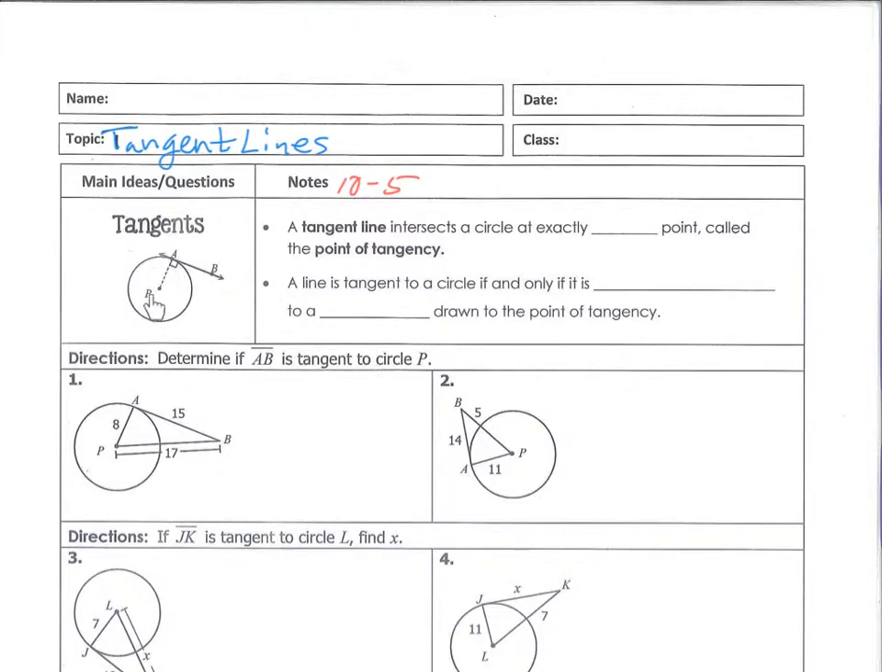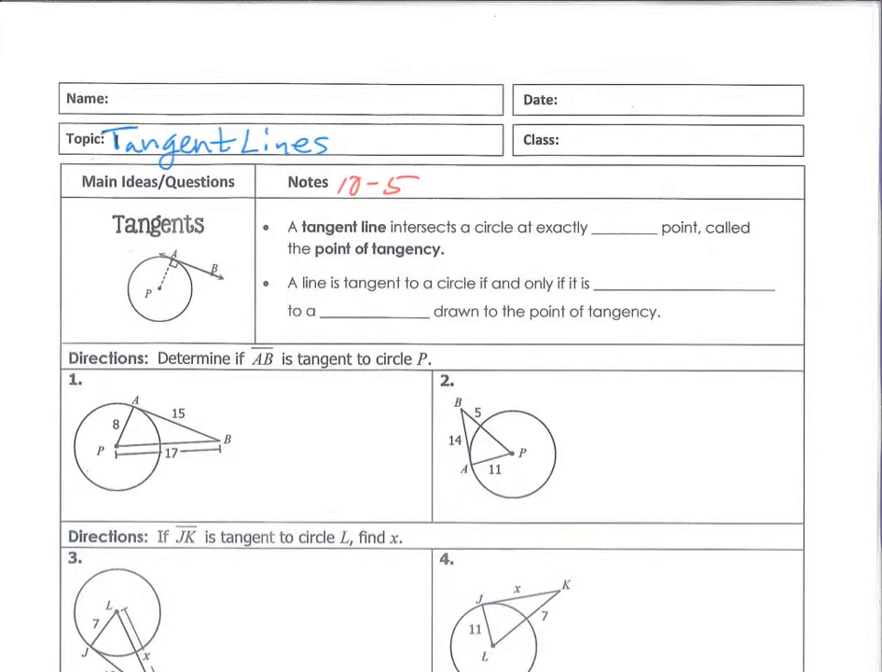And whenever you have a radius that touches the point of tangency, you always have a right angle there. So it's one thing that you're going to have to get in the habit of doing: anytime that you see a radius connected to the point of tangency and that tangent line, there's always a right angle there. So let's look at the information over here.